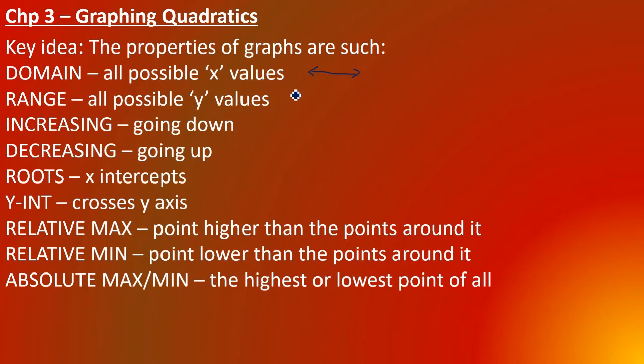The range is possible y values, and as you look at your graph, you're looking up and down. What can the y values be? And again, being careful of arrows.